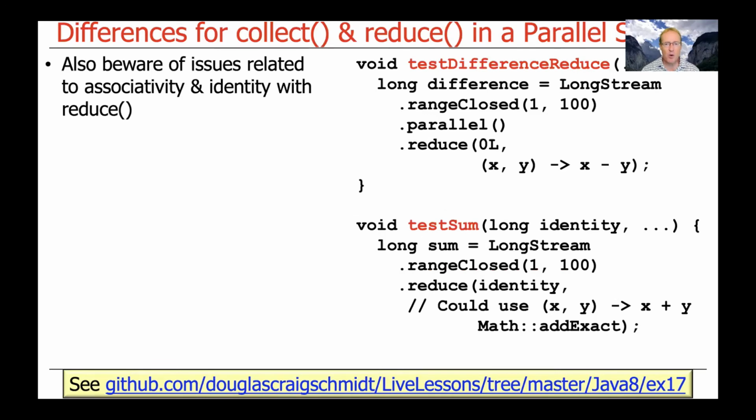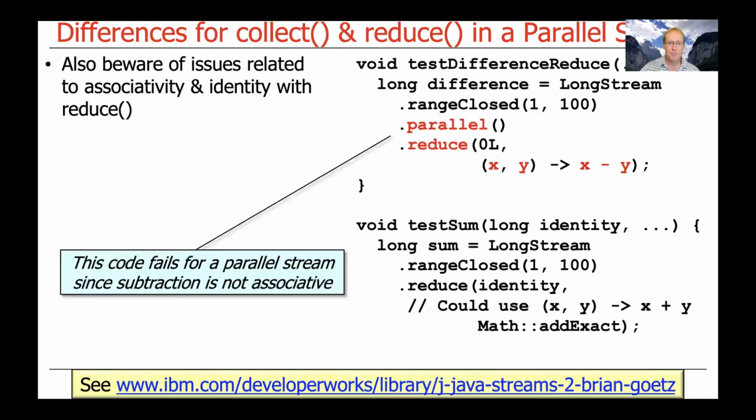Some other things you have to be aware of when you're using parallel streams are issues associated with associativity and identity with the reduce method. So reduce does some cool things, but it's got some limitations you really have to be aware of. And to see these examples, take a look again at my EX17 folder in my GitHub repository. There's a couple of tests that illustrate the problems. The first test is called testDifferenceReduce, and the second one is called testSum.